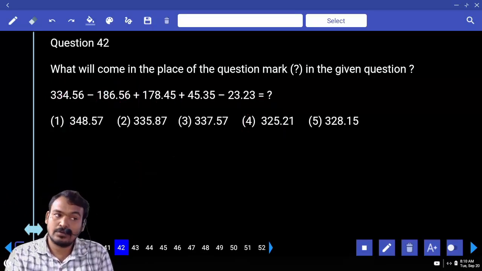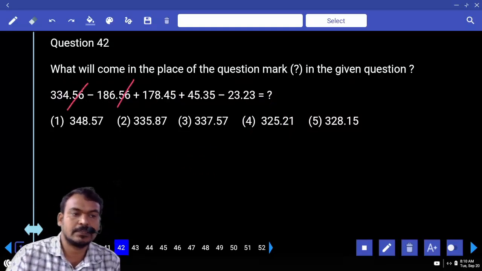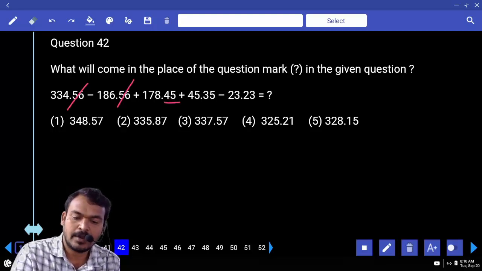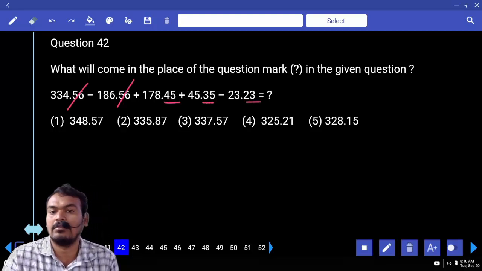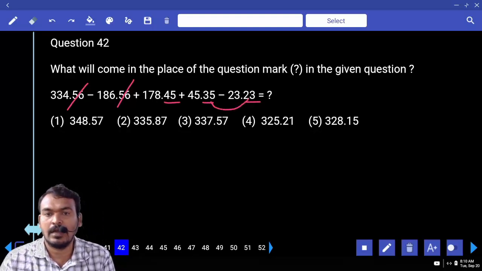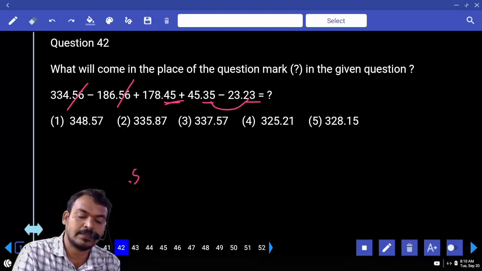Verify the last 2 digits or not? Okay. Plus 56 minus 56 cancel or not? Yes or no? Next 45 plus 35 minus 23 or not? First 35 minus 23, 12. 12 plus 45, 57. End with 57 or not?